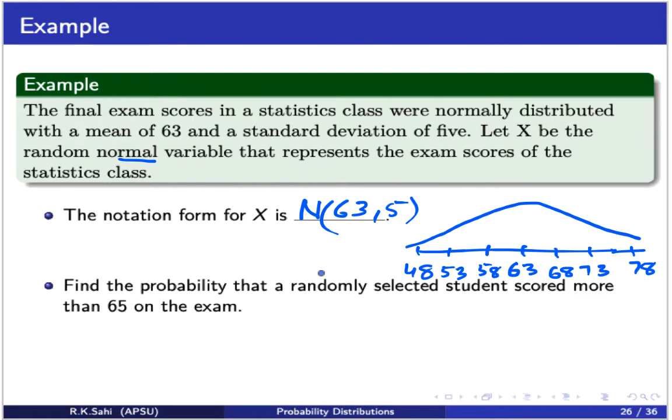Hopefully my numbers are right, guys. Just want to recheck it. Okay. Well, the numbers seem to be right. Good. Now let's go ahead and look at the first problem. Find the probability that a randomly selected student scored more than 65. Okay, so that means probability x is strictly greater than 65.